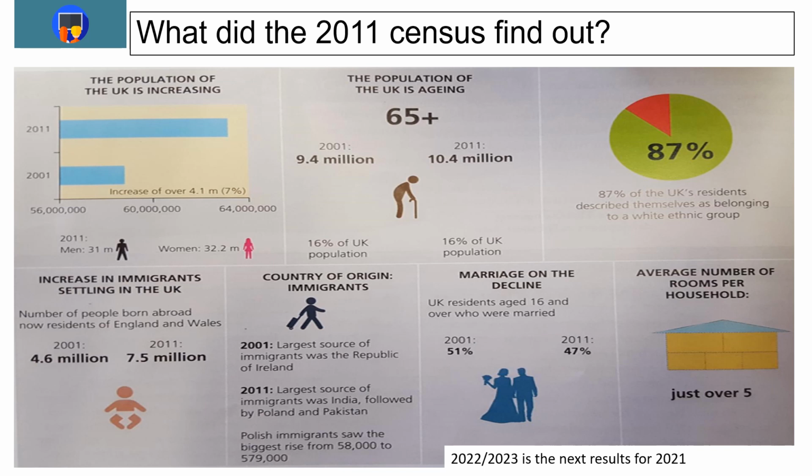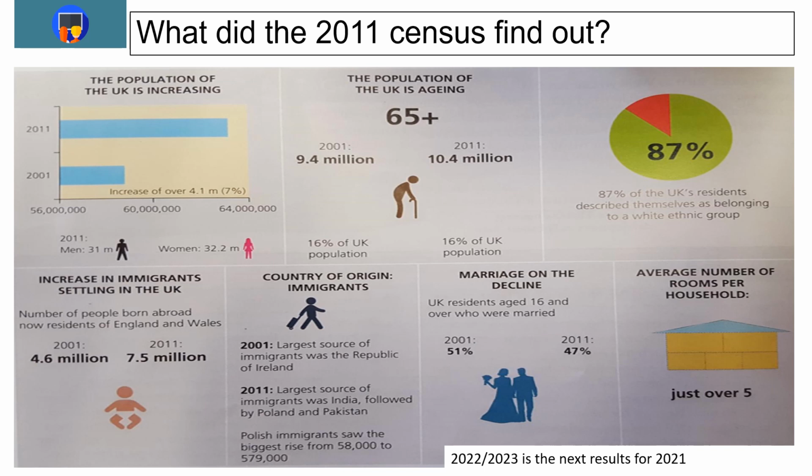The 2011 census showed that marriage is on the decline. The data showed that UK residents aged 16 and over who were married in 2001 was 51%, and in 2011 this had decreased to 47%. The data showed that the average number of rooms per household is just over 5. This data is really important to the government because it shows how our population is changing, and it helps the government to put in services such as increasing school places, or increasing the number of hospital beds, or increasing the number of care homes, things like that.